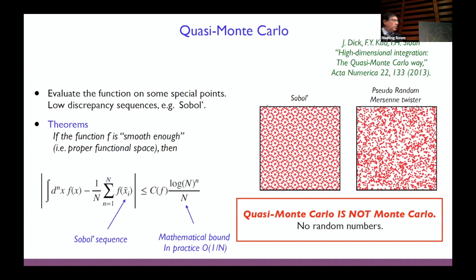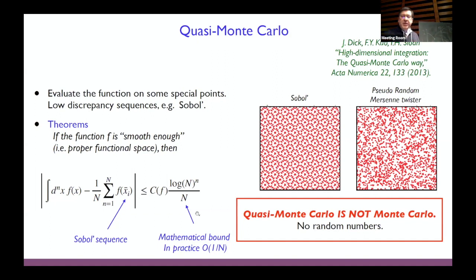Typically, we use a Sobol sequence. The idea is that you approximate the integral by the sum over these points. Under good conditions, which I am not going to describe here because it would take too long, if the function is smooth enough, meaning in the proper functional space, then the error of your integral scales like 1 over n plus corrections. That bound may not be optimal, even mathematically. In practice, if everything goes well, you will get 1 over n.